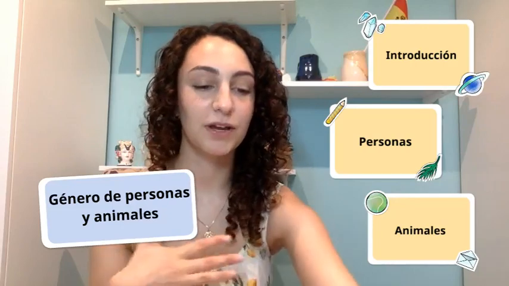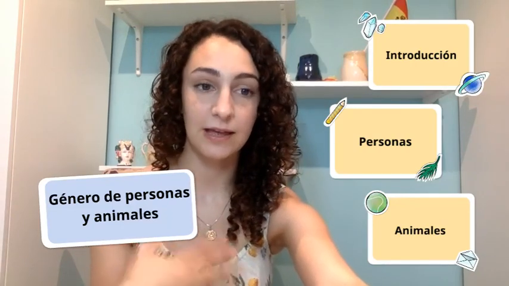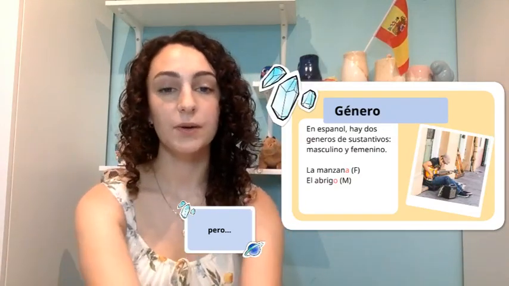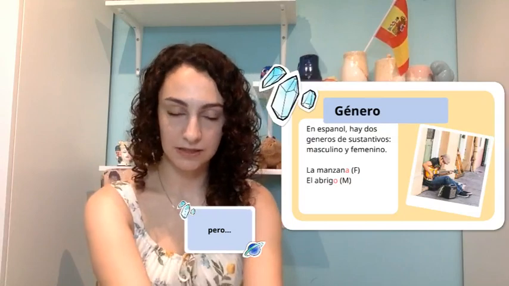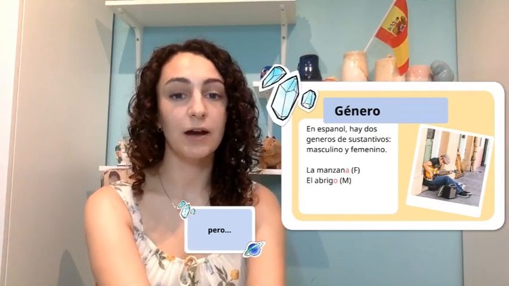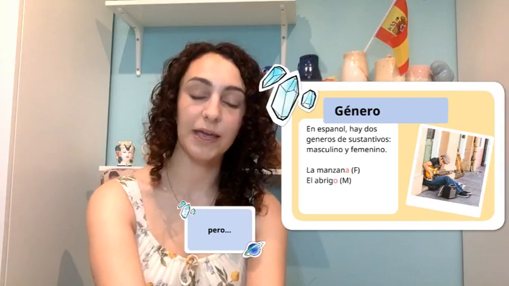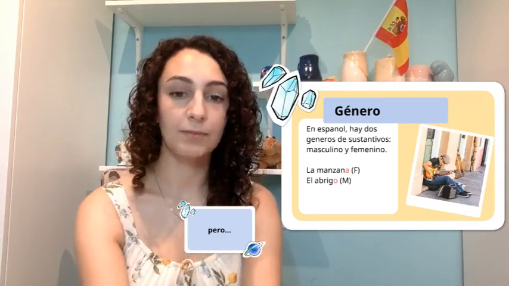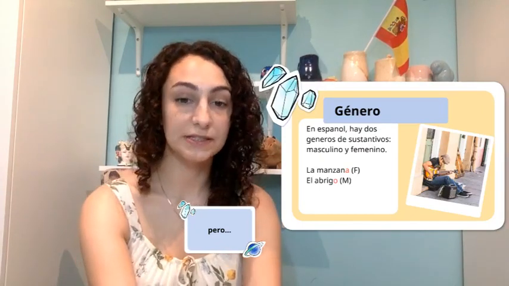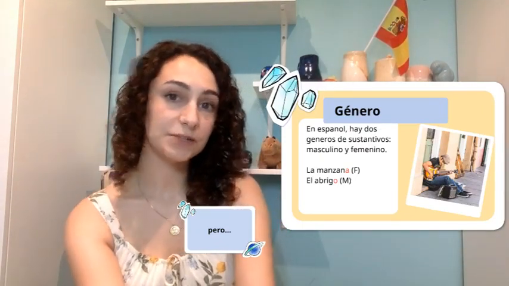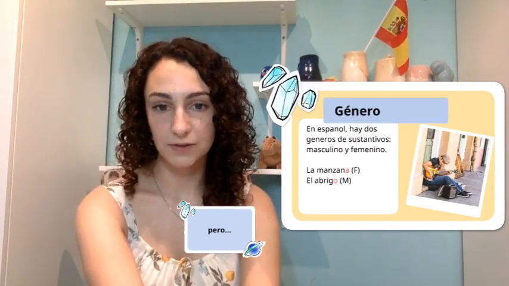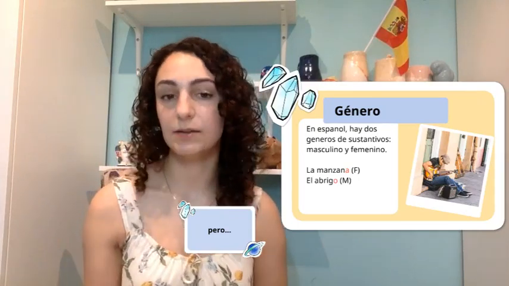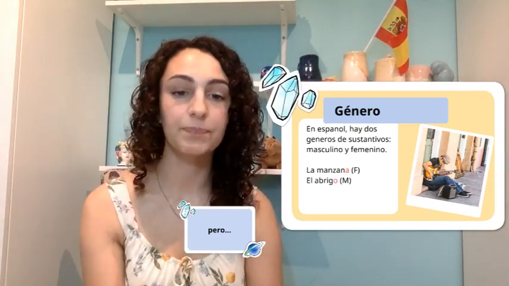Entonces, una introducción. We're going to go through a very brief repaso de género en español. So, en español hay dos géneros de sustantivos. So in Spanish, all nouns are either masculine or feminine, okay? So, for example, we have la manzana, que es femenina. It ends with an A for the most part, so it's feminine. And if a word ends with O, es masculino. So el abrigo is considered a masculine noun, okay? It's just linguistically feminine or masculine, okay?